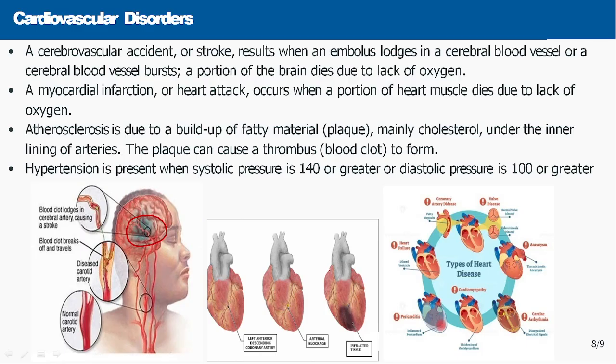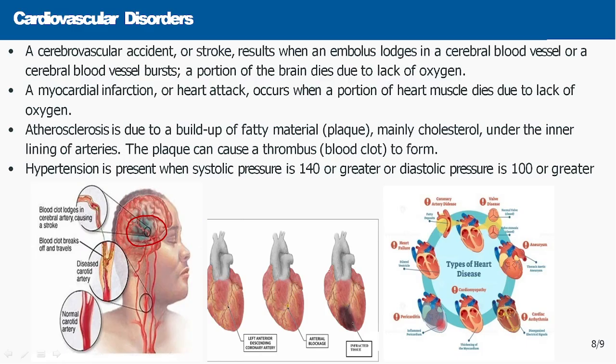Then we have atherosclerosis, which is due to the buildup of fatty material like plaque. It makes the arteries harder, mainly with cholesterol under the inner lining of the artery, in the coronary artery, and this plaque blocks the blood flow. The plaque can cause a thrombus or blood clot to form. This is known as atherosclerosis.